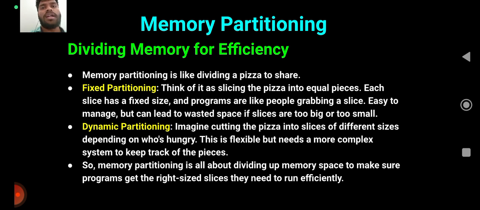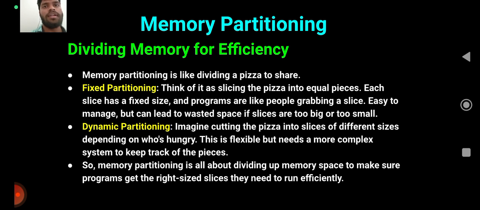So the process is utilizing only 5 MB, and the other 5 MB gets wasted. And this is the disadvantage of fixed partitioning, that is, sometimes the space may get wasted even when it is not used. And dynamic partitioning is like cutting a pizza into slices of different sizes depending on whose hunger. This is flexible but needs a more complex system to keep track of the pieces.